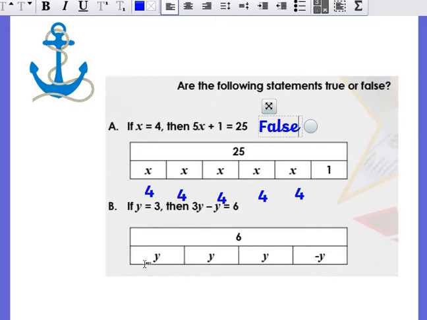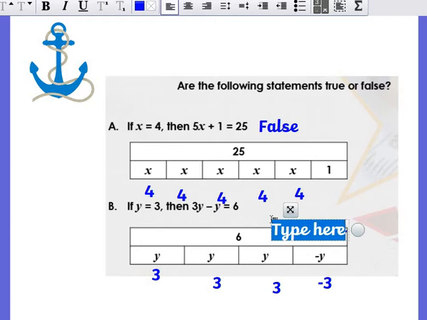Let's have a look at this second one. If y equals 3, then 3y minus y equals 6. So y equals 3, and 3y is 3, 6, 9. Minus y, take away 3. So we have got 6. So this bottom statement is true.